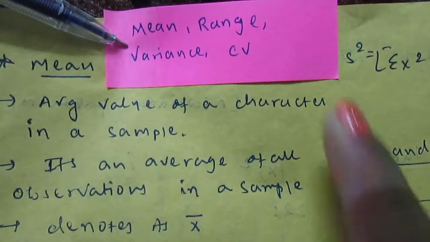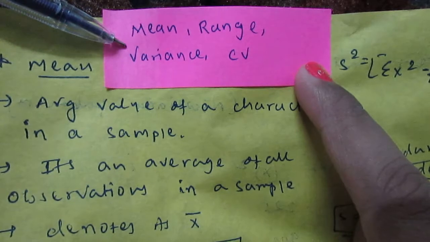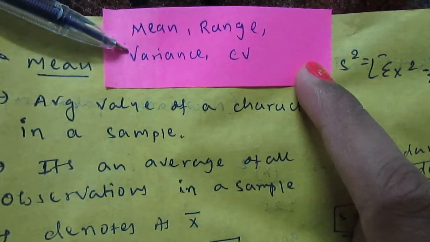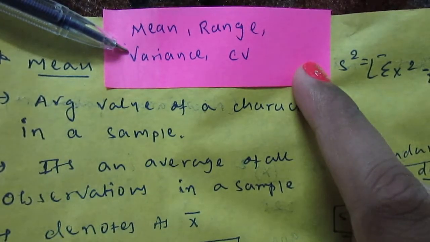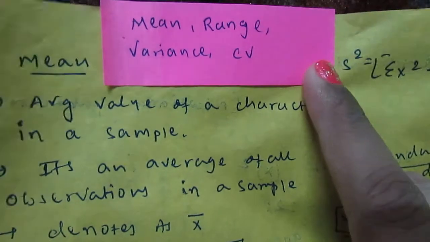Hello friends, today we will understand what are mean values, range and variance as well as coefficient of variance. These are all measurements which are frequently used in calculations of population genetics as well. Okay, so the first one is mean.